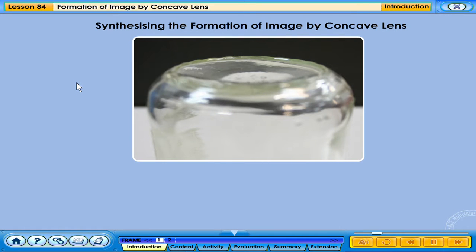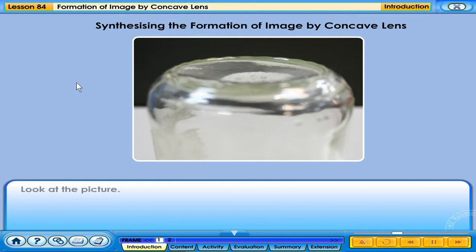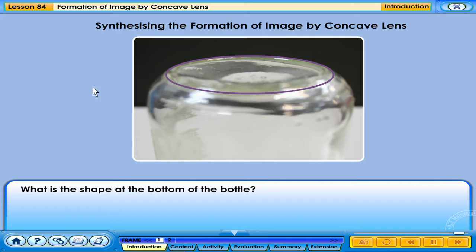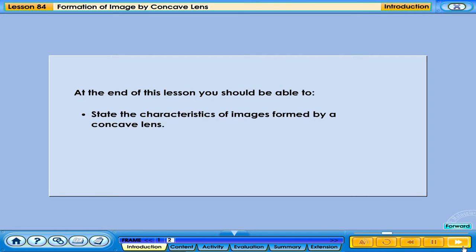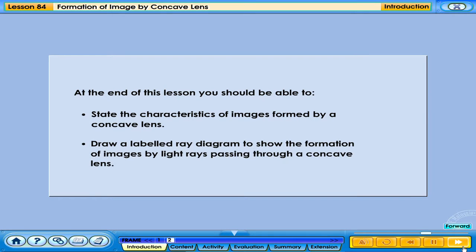Synthesizing the formation of image by concave lens. Look at the picture. What is the shape at the bottom of the bottle? At the end of this lesson, you should be able to state the characteristics of images formed by a concave lens. Draw a labeled ray diagram to show the formation of images by light rays passing through a concave lens.